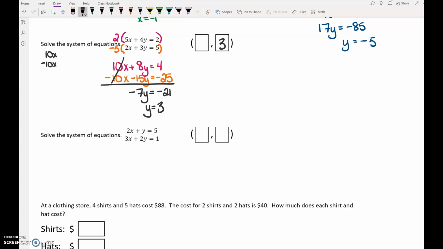Most common error on these is losing a negative or sticking a negative in where it doesn't belong. Glad I have someone watching out for me. Then 2x plus 3 times our y, which is 3. So 2x equals -4, which means x is -2.